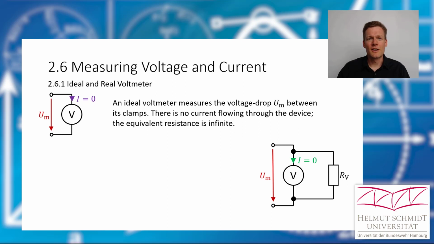So the current through the instrument flows through this resistor here, and you see it's the same current as here in the beginning, and we can calculate its value because we know the value of the resistor and we know the value of the voltage drop. The instrument displays it, and that means that the current through the instrument is the measured voltage divided by the inner resistance. So this here is the equivalent circuit of a real voltmeter.